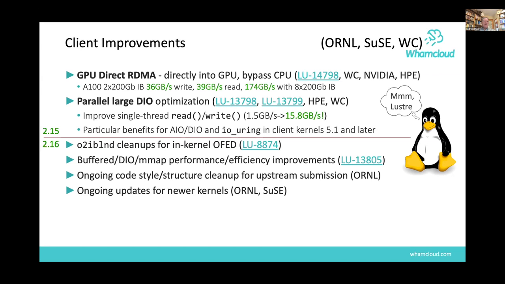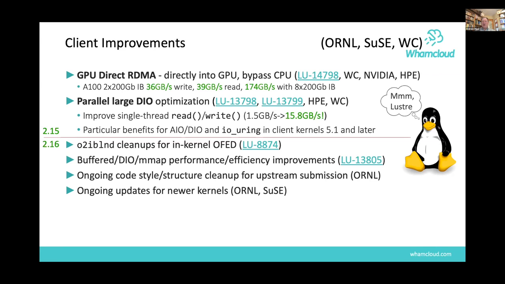And in 2.15, there was quite a number of direct IO optimizations. And, you know, Patrick gave a presentation on that last year. There's a new presentation for work that's being done in 2.16 about buffered and direct IO performance improvements that I won't cover here. There's ongoing code cleanups in the InfiniBand code layer to work with the in-kernel OFED. Lots of structure cleanups.